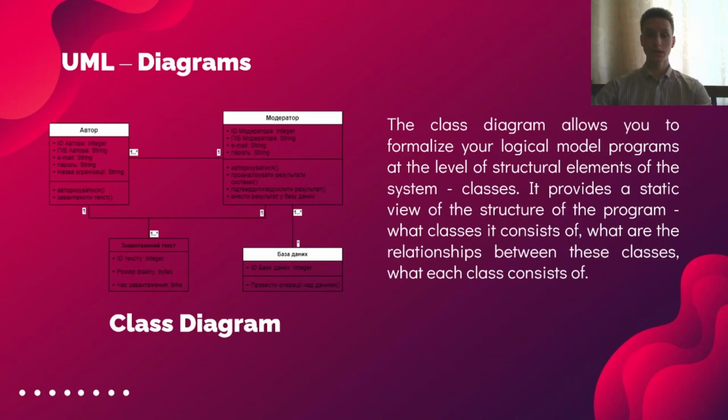The next one is the class diagram. It allows you to formalize the logical model of programs at the level of structural elements of the system, classes. It provides a static view of the structure of the program: what classes it consists of, what the relationships between these classes are, and what each class consists of.